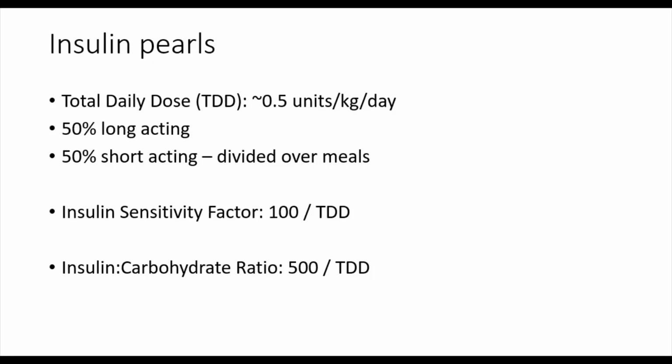The most important thing to know about the patient is their weight, because from there we can calculate their total daily dose of insulin, which is roughly 0.5 units per kilo per day. This dose is then split into 50% long-acting insulin and 50% short-acting insulin, which is then further divided over the 3 meals per day.